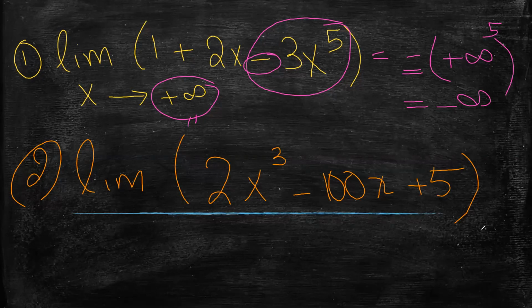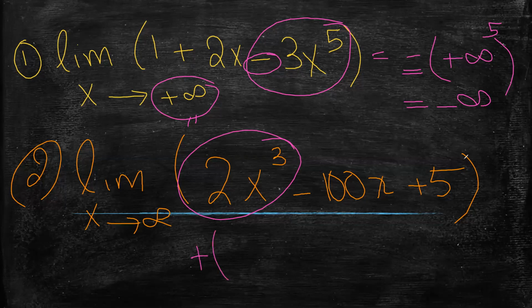Now, Lulu. Yes, teacher. Yes, please. I want you now to find the second one. Here we have limit of 2x cubed minus 100x plus 5 when x approaches infinity. You say, first you pick this one, the highest degree, is it right? So it is positive. Positive with positive, then positive infinity. It will be positive infinity. Thank you.